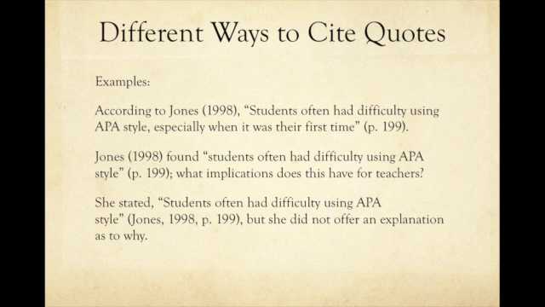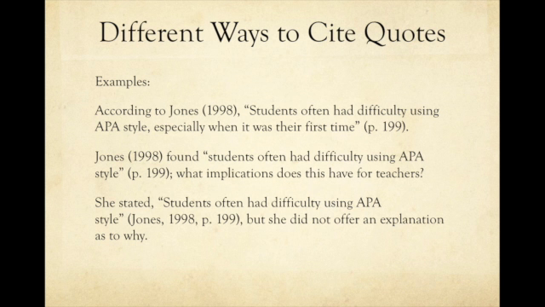So here's one example, the first one. According to Jones, 1998, so now we can see that you had Jones as your author, and it was published in 1998. Students often had difficulty using APA style, especially when it was their first time. And then the page number. If you use a quote, you have to have a page number.